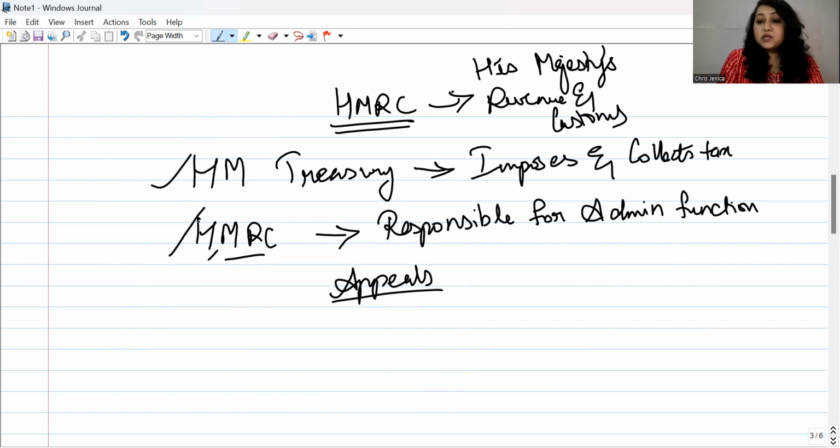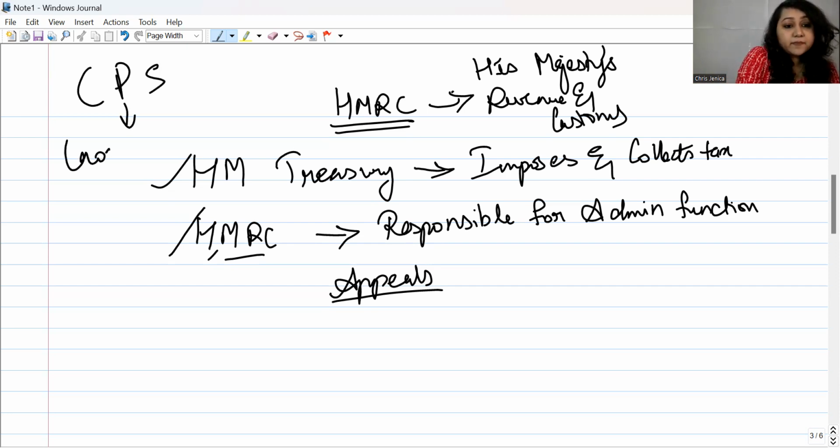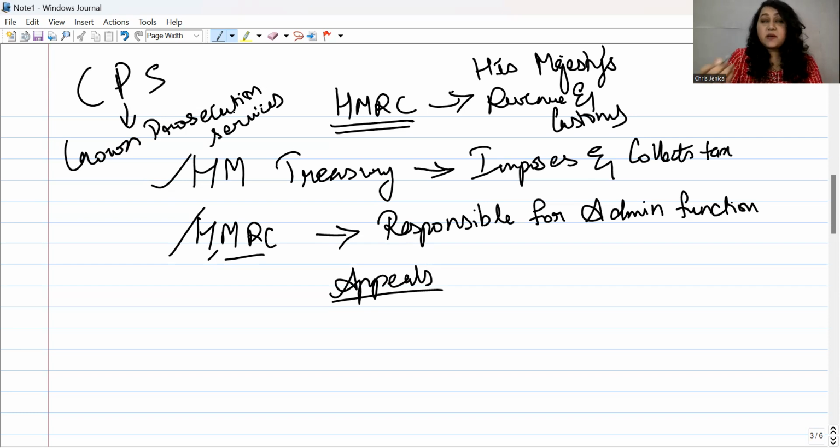Now, what if this HMRC has some kind of investigation that has to be carried out on some taxpayers? There comes in the Crown Prosecution Service. So if HMRC has a problem or issue where it requests an investigation on the taxpayer, then the Crown Prosecution Service will investigate and proceed with the criminal proceedings in England and Wales.